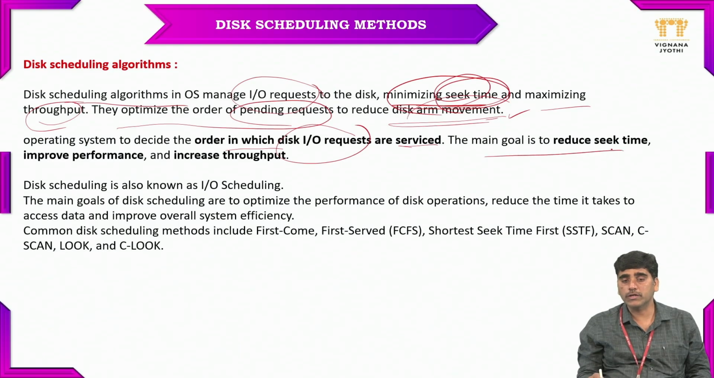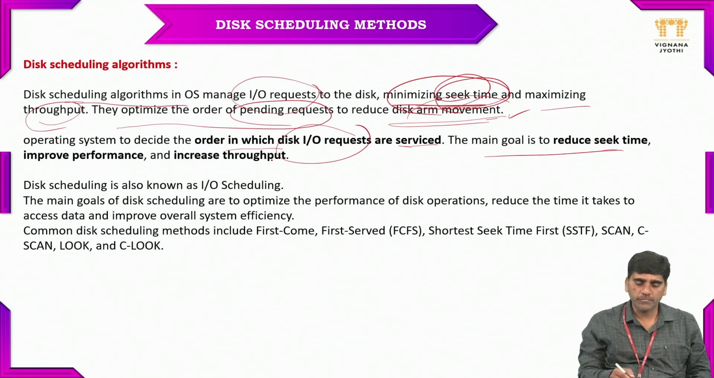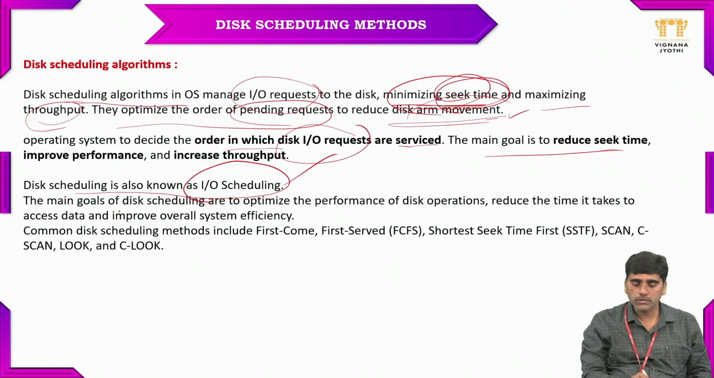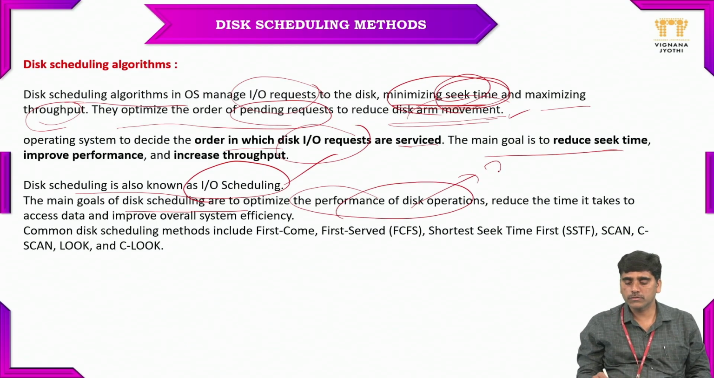The main goal is to reduce seek time, improve performance, and increase throughput. For this purpose, disk scheduling is also known as IO scheduling, because it always gives service to the IO requests. The main goals of disk scheduling are to optimize the performance of disk operations, which are nothing but read or write operations, reduce the time it takes to access the data, and improve overall system efficiency.